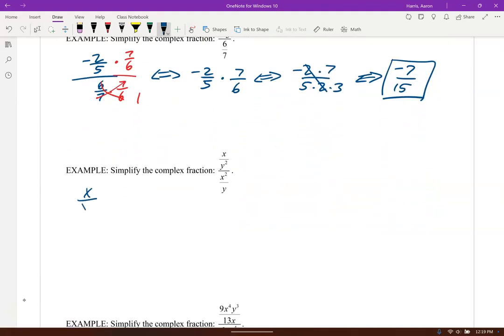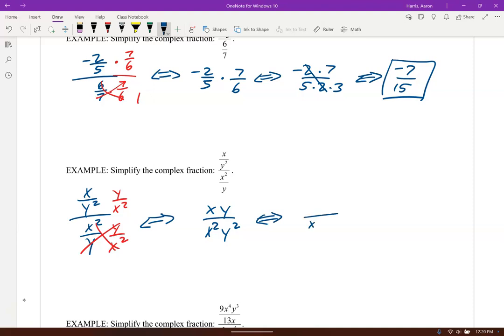x divided by y squared, divided by x squared over y. Again, multiply by the reciprocal, top and bottom. And so we have xy in the numerator and y squared x squared, or x squared y squared, on the bottom. Well, x over x squared leaves us with an x on the bottom. y over y squared leaves us with a y on the bottom. So we'll just have 1 over xy.